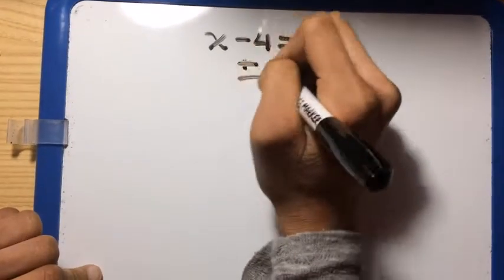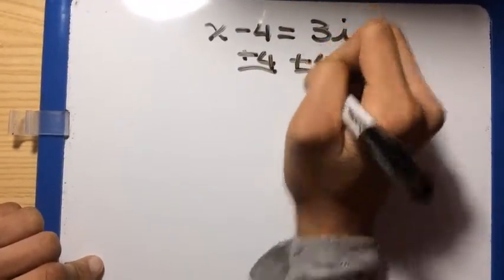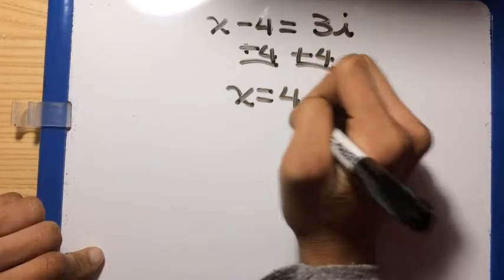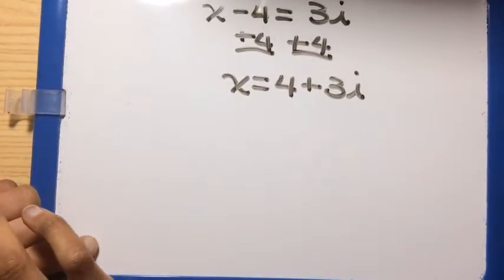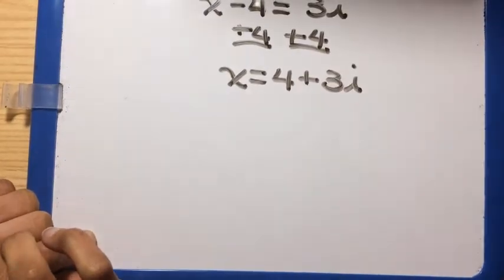So we're going to add 4 to both sides. You get x is equal to 4 plus 3i. Because these are not like terms, we cannot combine them. So our solution is 4 plus 3i.